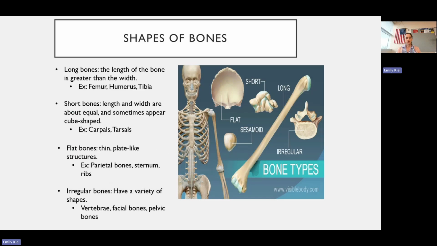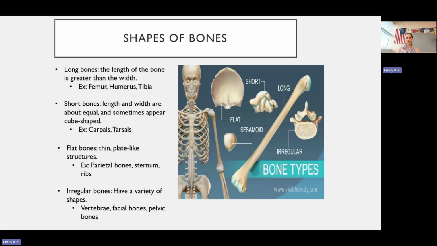You will be learning in lecture a little bit about the shape of bones, but you want to be able to give an example of each shape and identify each shape. So long bones, we talked about those in the histology section, but the length of the bone is greater than the width, like in the femur, the humerus, or the tibia. In short bones, the length and the width are about equal, and they sometimes look kind of cube-shaped. So that's your carpals and your tarsals.